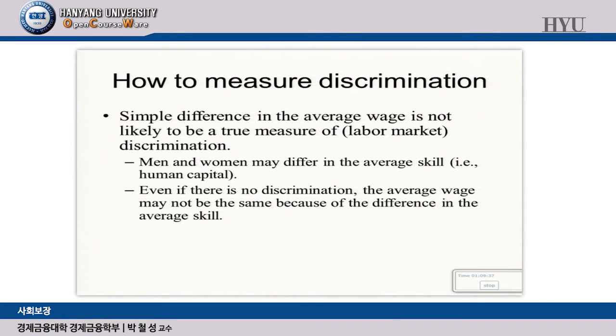So in short, the earnings differential between men and women is categorized into broadly two groups, two reasons. One is human capital. The other is discrimination.